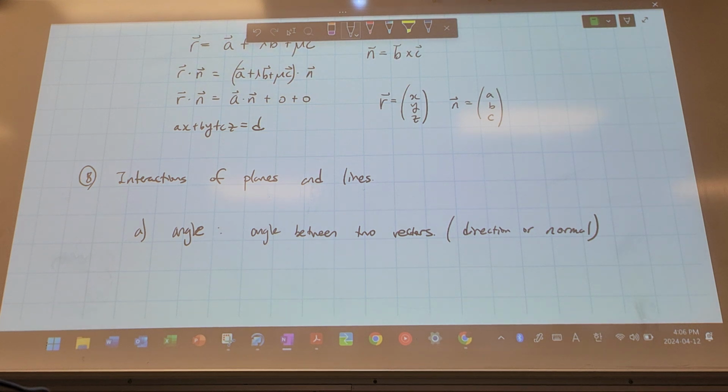If you have the angle between two planes, then we find the angle between the two normal vectors, and that helps you find the angle between the two planes as well.